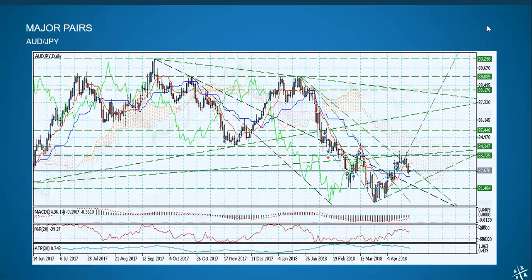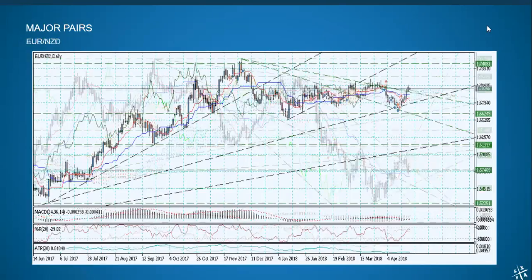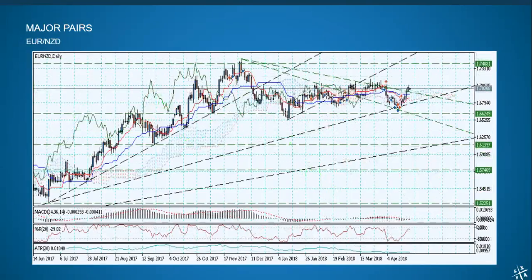Euro New Zealand, this is a pair that I've been pretty much ignoring. I've taken profit here and there. You can see where I've shorted, got in and out, and traded it up as well, also at profit. It tends to not make these nice little bounces, but all in all, it's been very sideways since about October of last year. For short-term trading, that's not a bad thing.